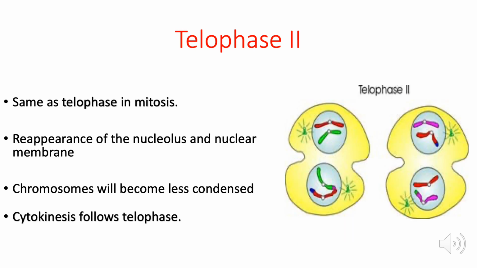So the events in telophase II are similar to that of telophase of mitosis. You have the reappearance of the nucleus and the nuclear membrane. You have the chromosomes becoming less condensed. The cell will elongate to allow the cytokinesis to occur after telophase II.